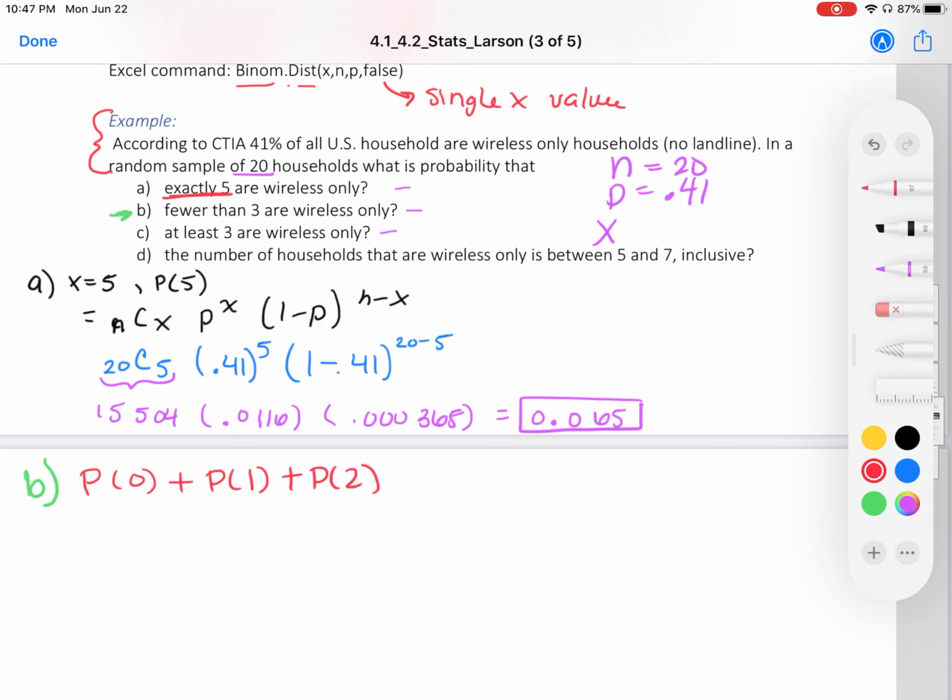So if you're using a calculator, you would use binom CDF, and when you enter your calculator, you need 3 pieces. You need your N, your P, and whatever number you want to stop at. So in this case, it would be 2. So our N is 20, our P is 0.41, and our X is 2. So this would give us 0.0028.